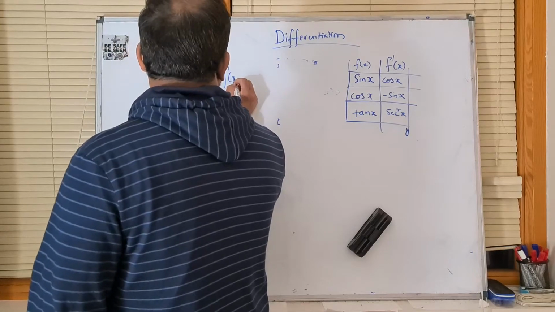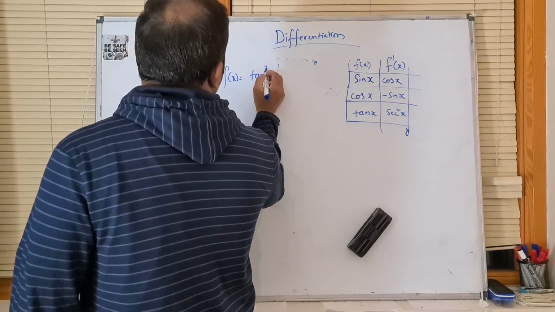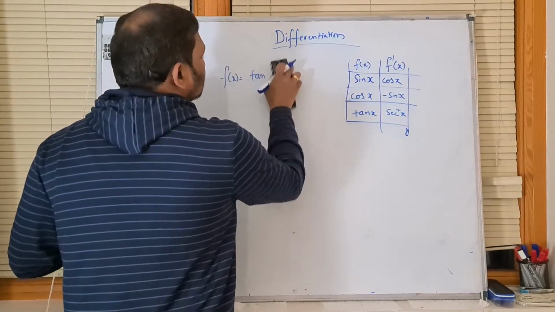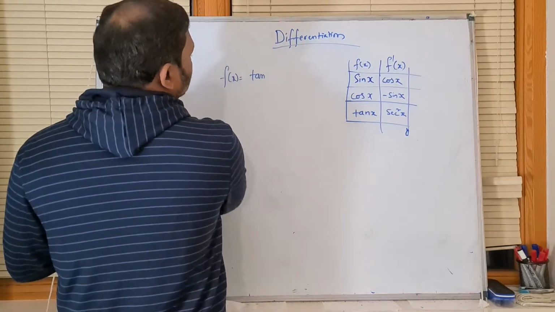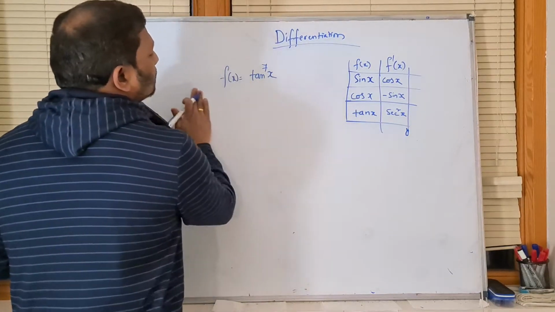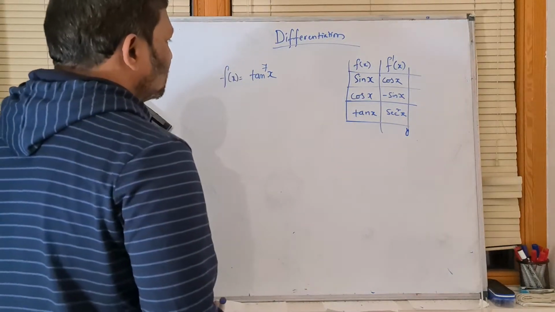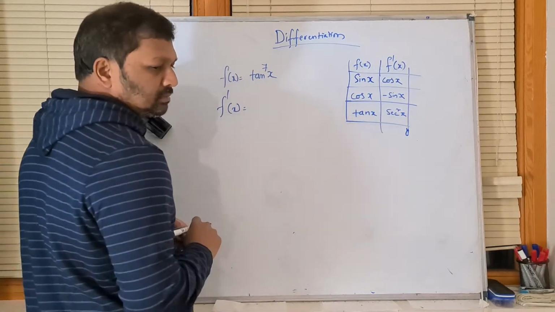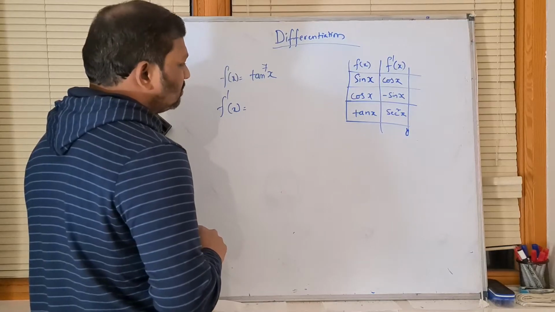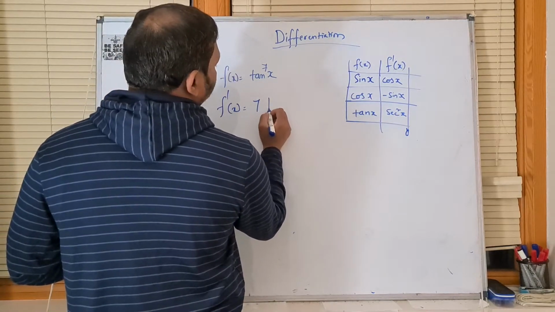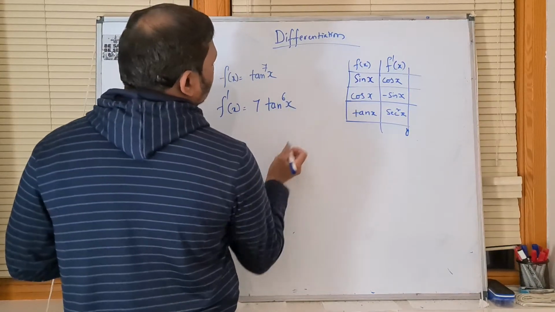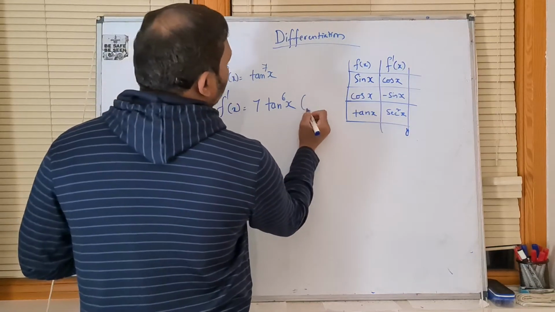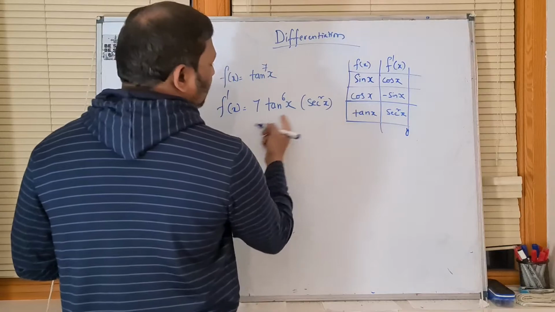Okay, so f of x is equal to tan to the power of 7x. What is the differentiation of it? 7 tan to the power 6 x, and then secant square x. Okay, this is the answer.